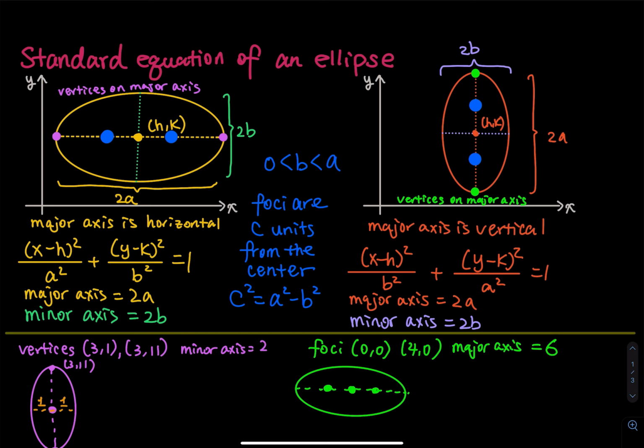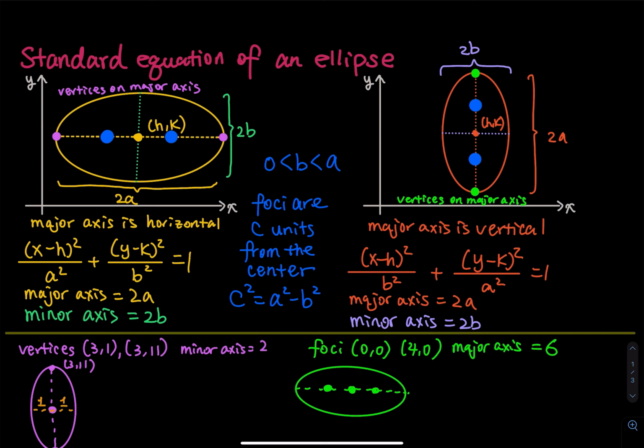How about a vertical ellipse, the one in orange? This is a vertical ellipse because the major axis is vertical. This longer axis is vertical. We have two vertices, this green point and this green point. They are on the major axis, and the foci are also on the major axis, and this orange point is the center, (h, k). The length of the major axis is 2a. From this green point to the center is a, and from the center to this green point is a. In total we have 2a, and the minor axis is right here, the one that is horizontal.